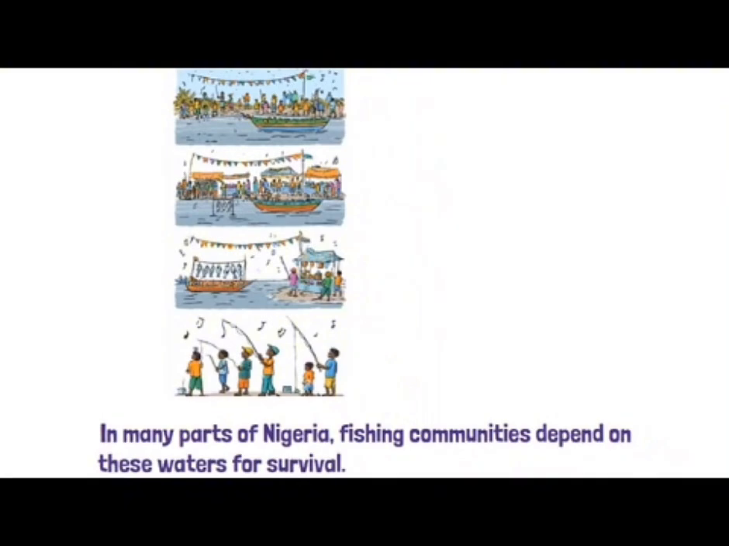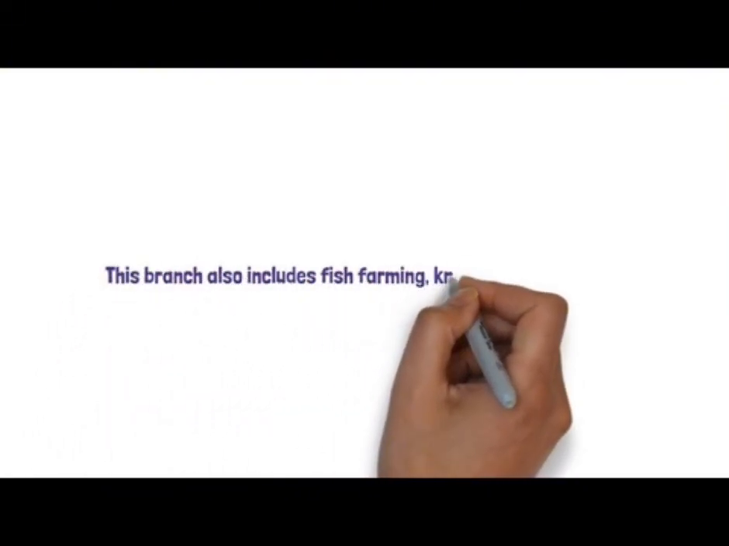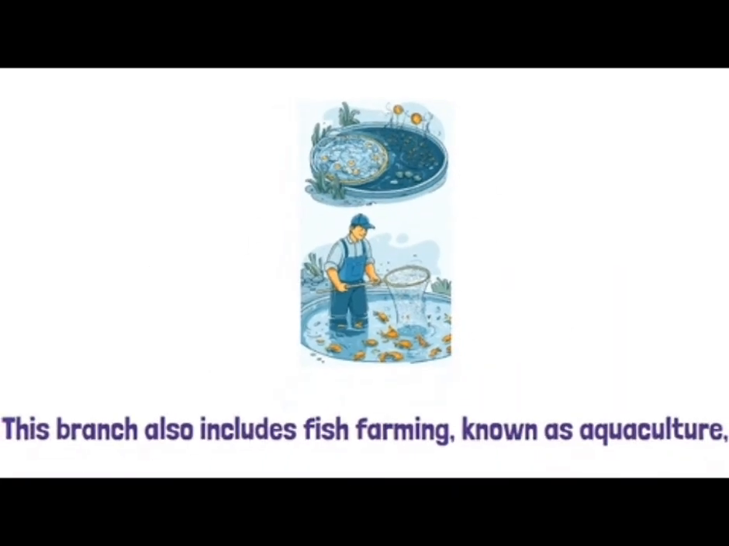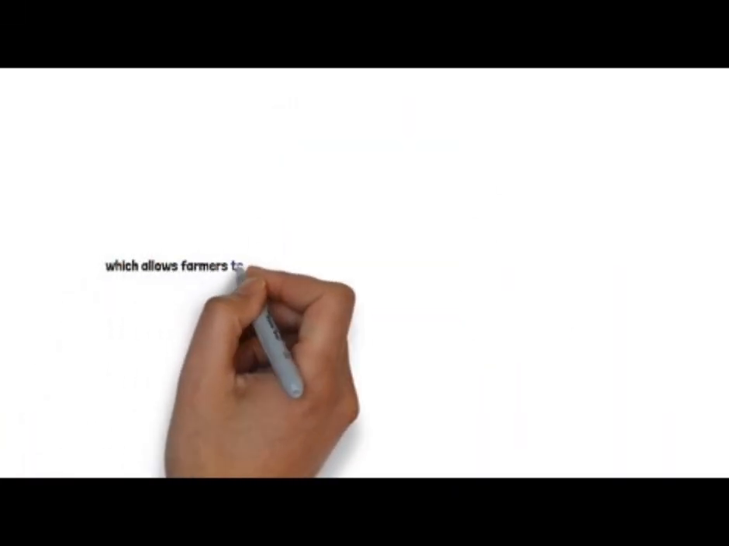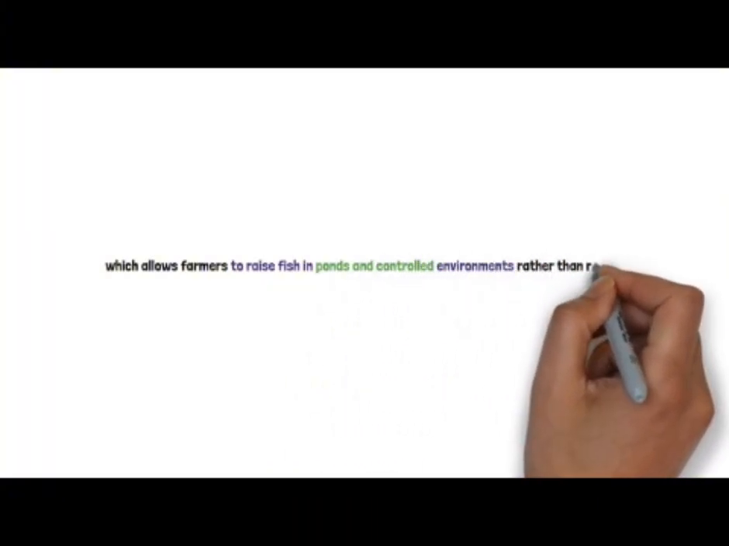This branch also includes fish farming, known as aquaculture, which allows farmers to raise fish in ponds and controlled environments, rather than relying only on rivers and seas.